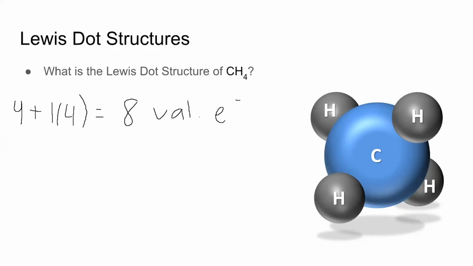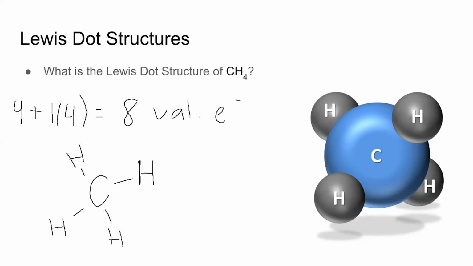Now that we have our 8 valence electrons, we start by putting the least electronegative atom in the center. The rule is that the least electronegative atom goes in the center except for hydrogen, so it's going to be C. Now we draw the rest of our atoms around the central atom. It does not matter where you put them. Then we draw bonds connecting these atoms to the center atom.